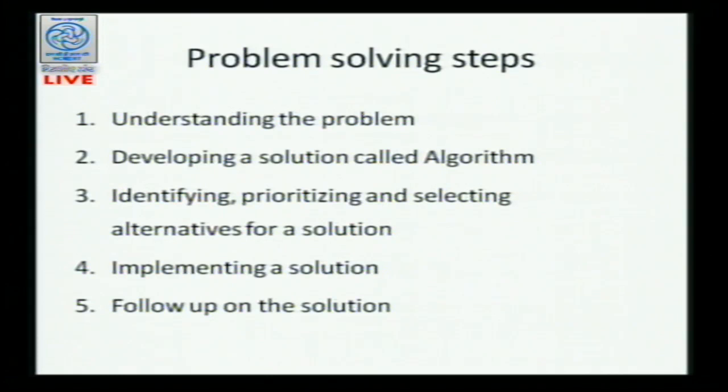Once you have understood the problem at hand, then you develop a solution called an algorithm. And as I said, you shouldn't stick to only one algorithm. You should try to explore the different ways you can solve a problem. Supposing a problem is to identify whether a number is prime or not. Supposing you have figured out one way to check whether a number is prime or not, that doesn't mean you straightaway start developing a program. You need to explore whether there can be a better or alternative way I can check whether a number is prime or not. So you first explore all the possibilities.